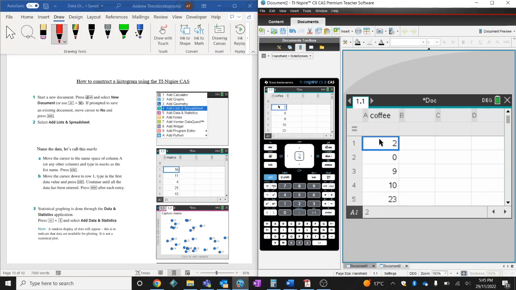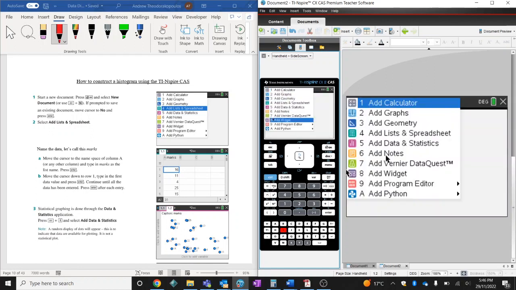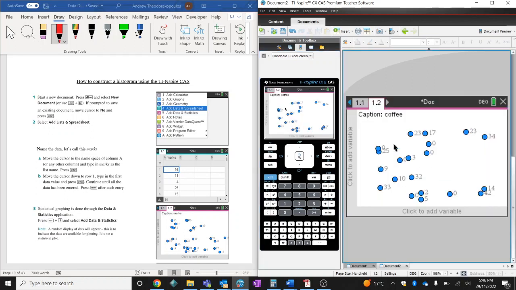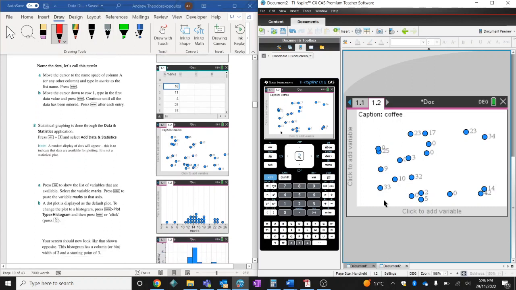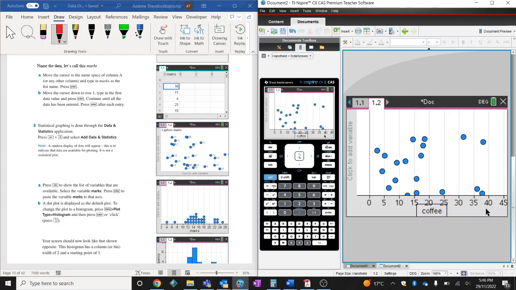Hopefully you remember this from year 11 general maths. Okay, then step 3, it says press Control I and select data and statistics. So press Control I and then press data and statistics. What you then want to do is move your mouse or press tab and click to enter to add variable at the bottom here and then click coffee.